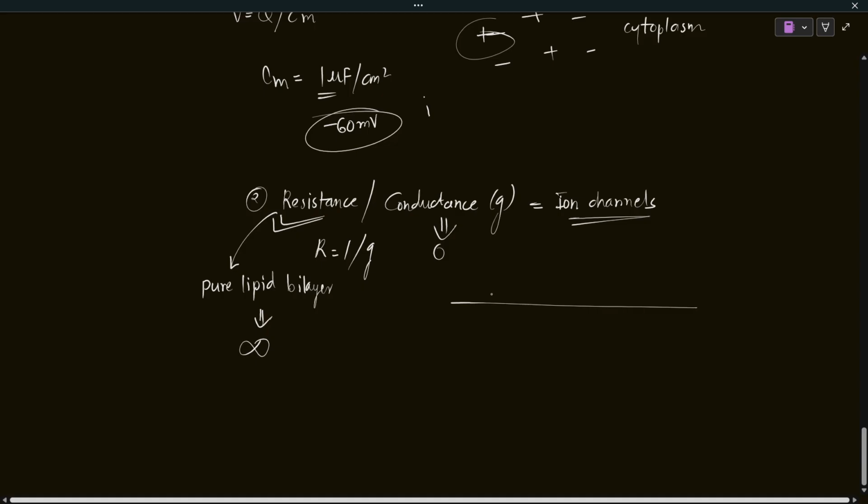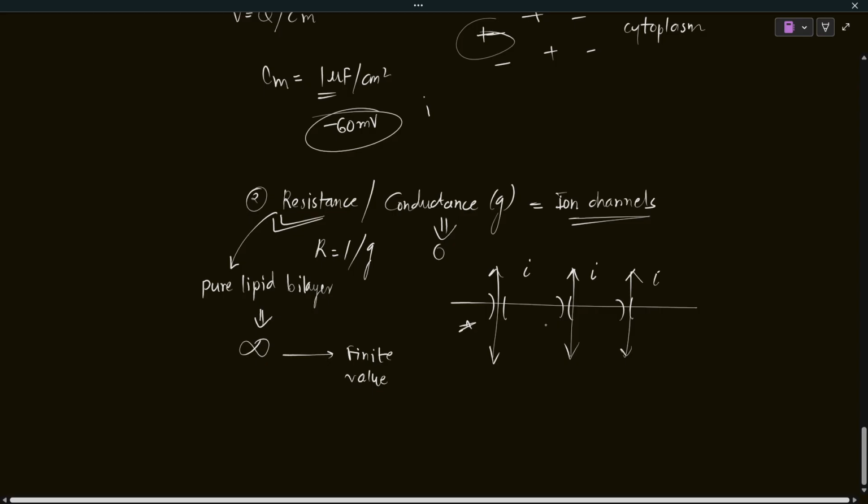But whenever you introduce ion channels over the membrane, they allow some ions to slip through. When some ions slip through in any direction, it gives ionic currents, and these ionic currents are generated due to the ion channels. So this shifts the infinite resistance to a finite value.